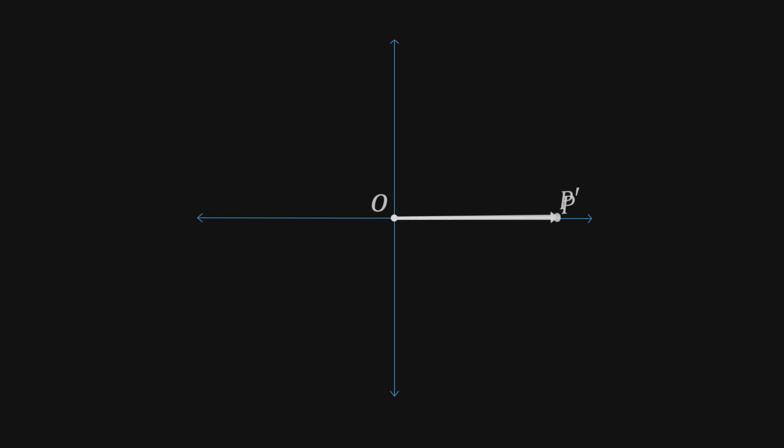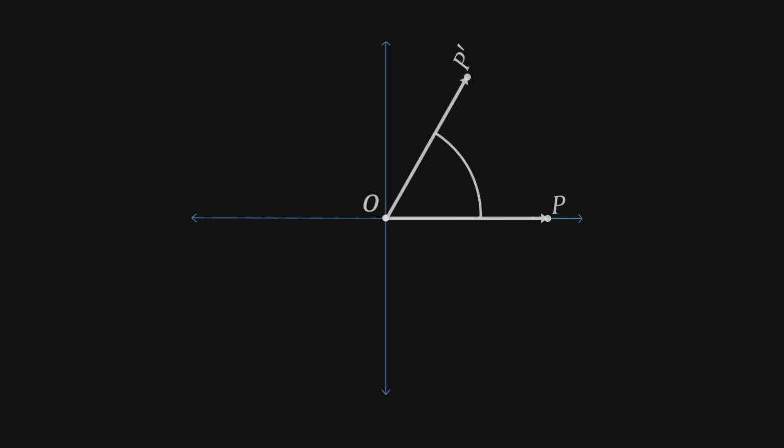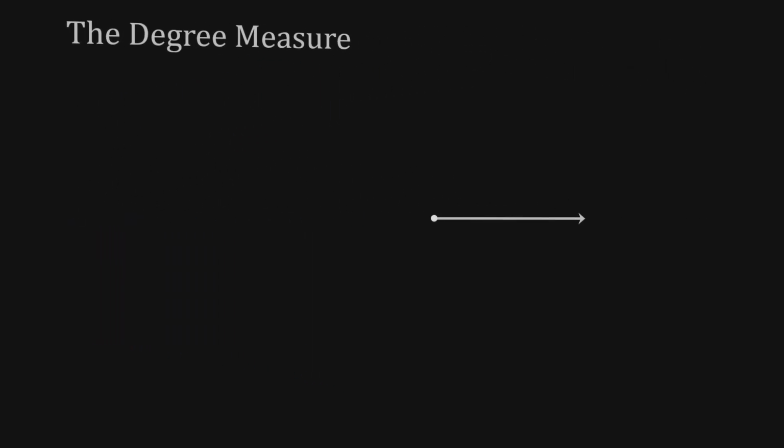When this ray rotates about that fixed point O, it starts moving from its initial position and reaches its terminal position. The amount of rotation between these two positions tells us the measure of the angle formed. In other words, the larger the rotation, the larger the angle. To measure this amount of rotation, let's begin with the first system, the degree measure.